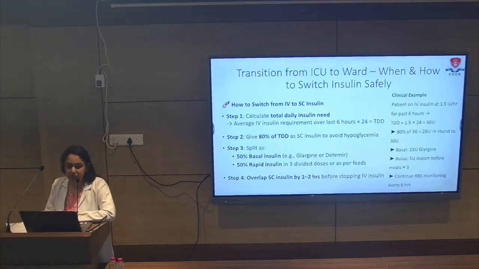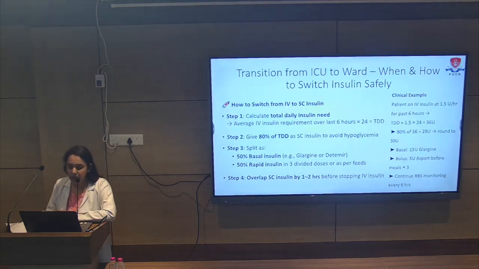Now, for example, suppose a patient has been on IV insulin at 1.5 units per hour for the past 6 hours. So the total daily dose will be 1.5 times 24, which comes to around 36 units. 80% of 36 units, around 29 to 30 units, is the total daily dose requirement. We give basal around 15 units of glargine and bolus of 5 units divided into 3 meals. We have to continue RBS monitoring every 6 hours.